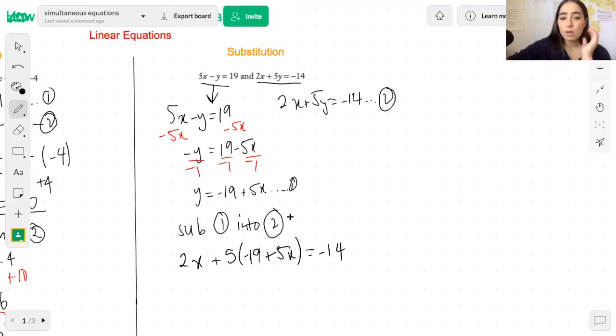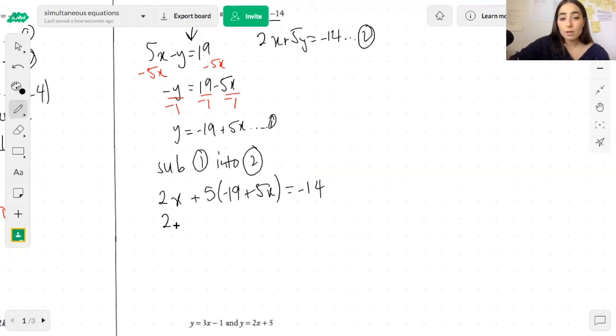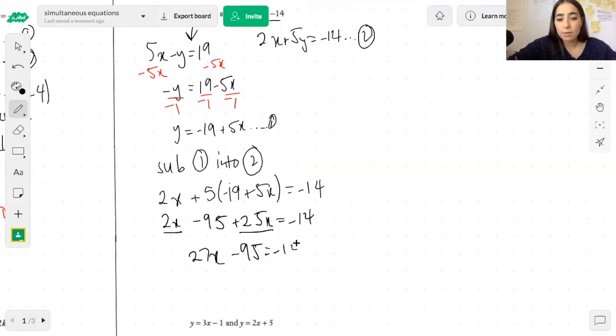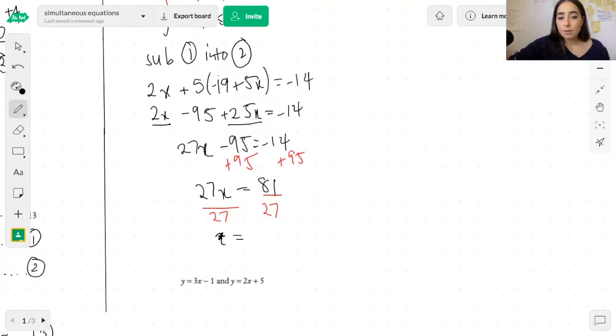Now what you've done is you've made an equation with only one variable, and so you can solve this like you normally would. We're going to expand the brackets. So 5 times negative 19 is negative 95. And then 5 times 5x is positive 25x. That equals negative 14. I'm going to add these two like terms together to give me 27x minus 95 equals negative 14. And then I'm going to add 95 to both sides. So I get 27x equals 95 minus 14, which is 81. And then finally, we're going to divide both sides by 27 to give you x equals 3.